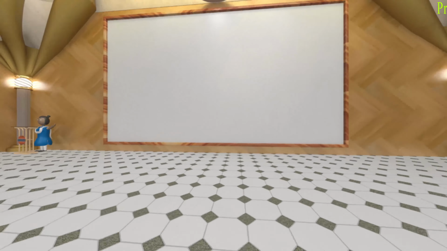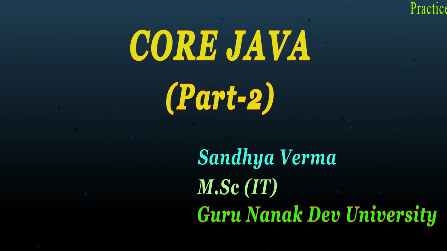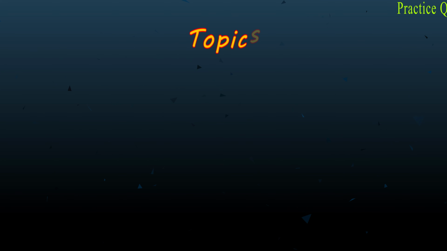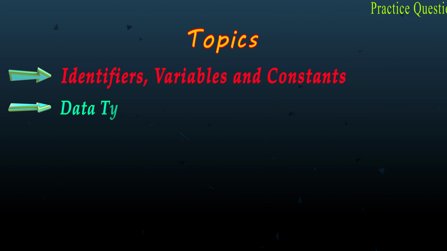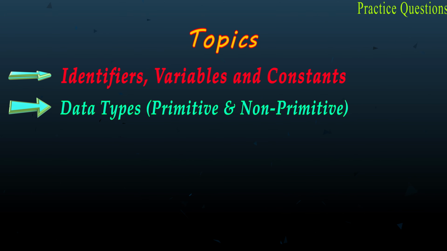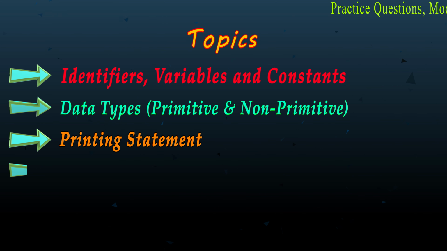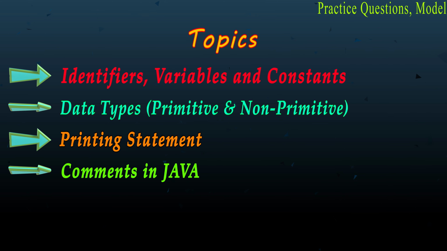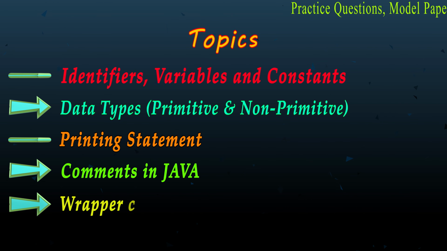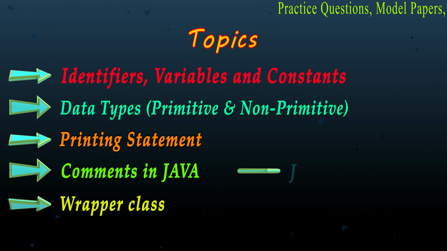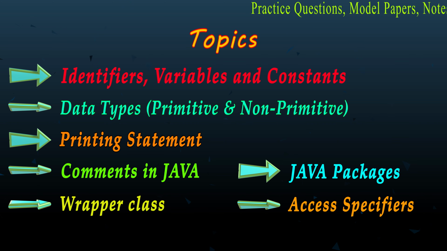Our discussion topic is Core Java again, but this is part 2 of Core Java, in which we are going to cover some important topics like identifiers, variables and constants, then the data types like primitive and non-primitive types, then how to print a statement in a Java program, then the commenting section, how to provide single-line and multi-line comments, then the wrapper classes, then we will study Java packages, and in the last we will discuss some access specifiers.